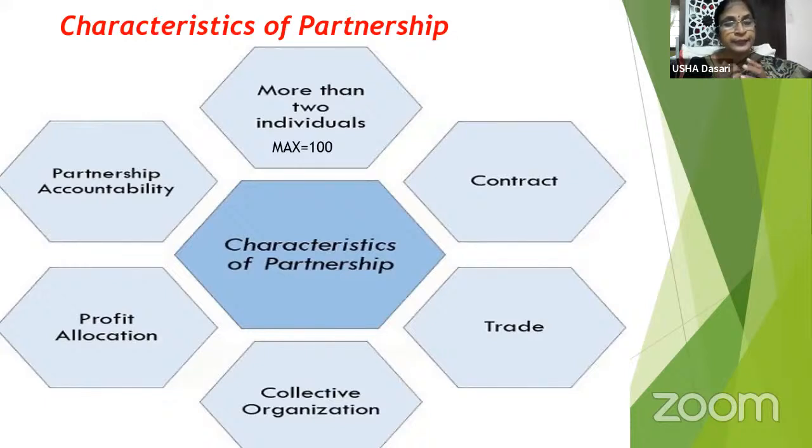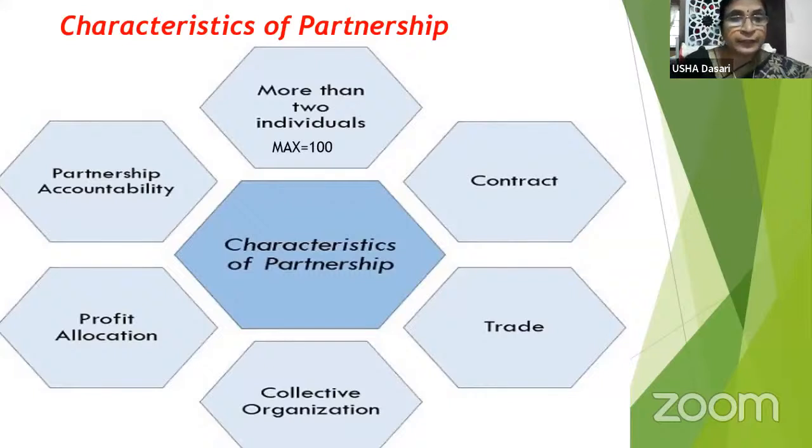They come into existence either as a result of expansion of the sole trading concern or by means of an agreement between two or more persons desirous of forming a partnership. If you want to know the elaborate or broad meaning of the partnership, for that obviously we need to discuss the characteristic features. So what are the characteristic features? The first one is association of two or more persons or individuals.